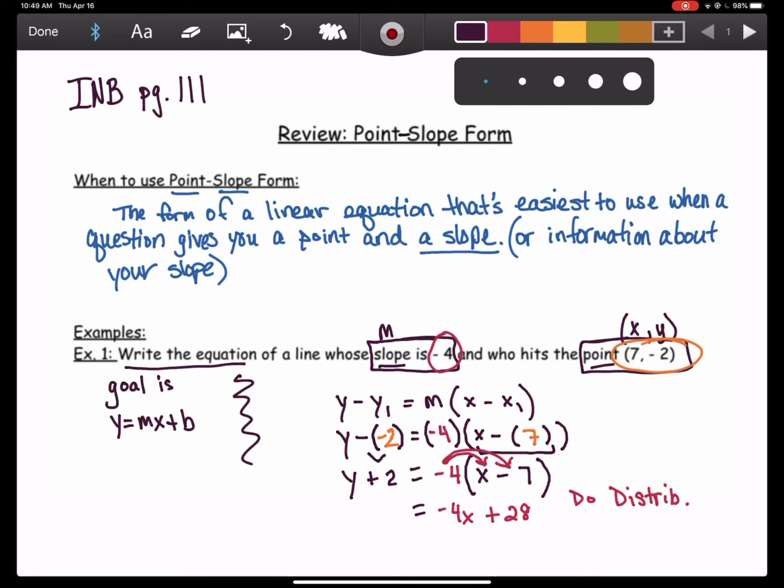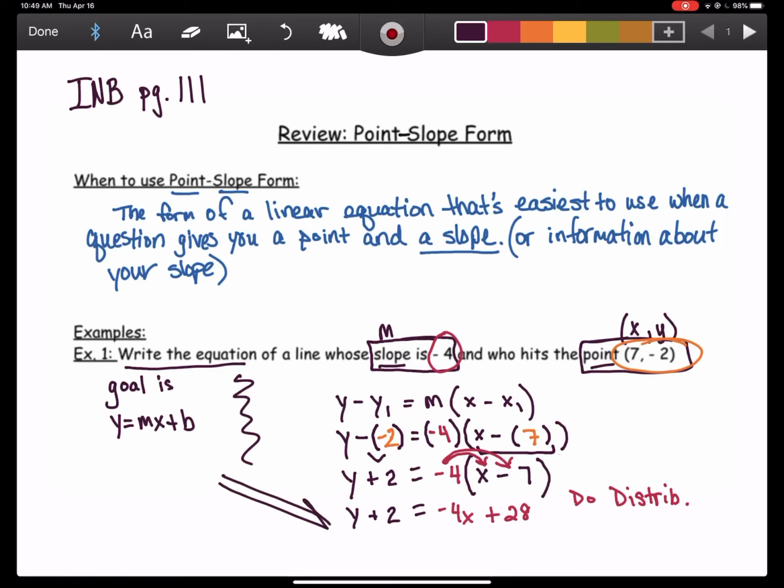On the left side of my problem, I have y plus 2. And at this point, I want to compare these two formulas and say, what's going on in this problem? Well, y is by itself. And what do I notice over here? Y is not by itself. So that's how I know I'm not done yet. Okay? Keep going.